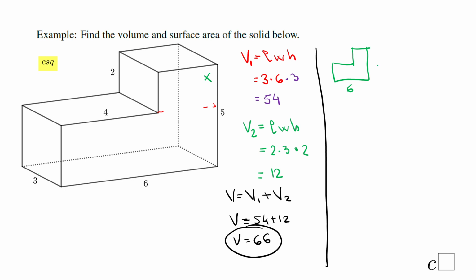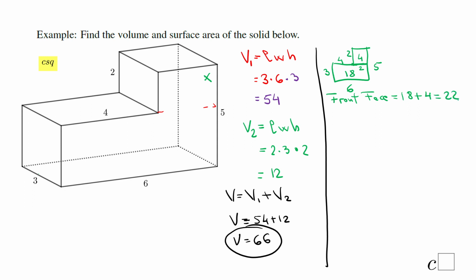This is 6, this is 5, this is 4, this is 2, and this is 3. Pretty much what we did before. I can break it like this, and I have a rectangle here, 3 times 6, that is going to be 18. And here we have 2 times this 2, and that will be 4. So this front face will be that 18 plus 4, that will be 22.